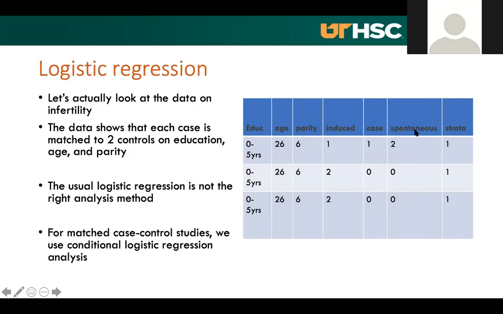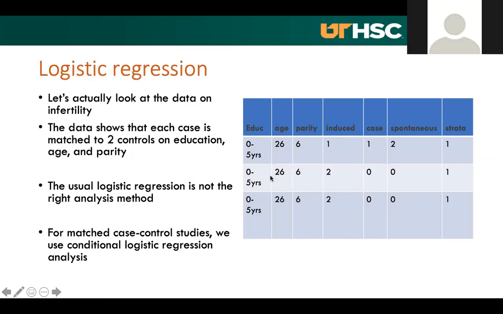And spontaneous, the history of previous spontaneous abortion, 0, 1, or 2. 2 represents 2 or more previous abortions. And then we have strata. So the strata is kind of an ID. So in this data, what we can see is that actually the study is a case control study, and they match each case to 2 controls. It looks like the first 3 lines indicate the matching, arranged by the strata, sorting by the strata.